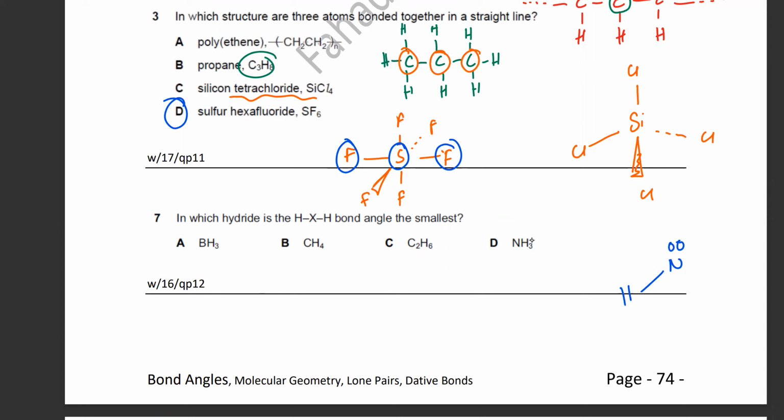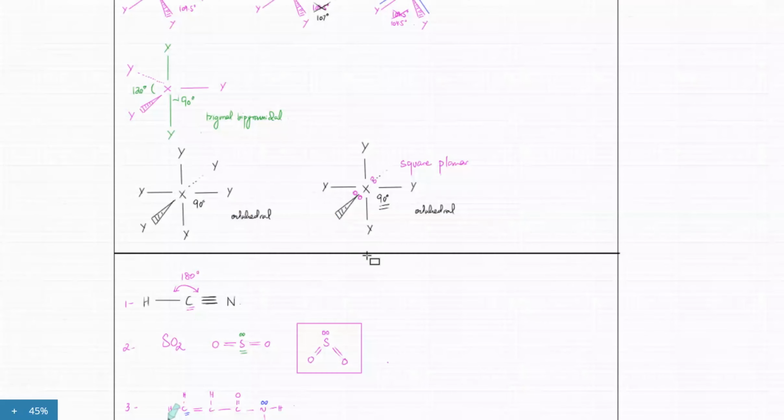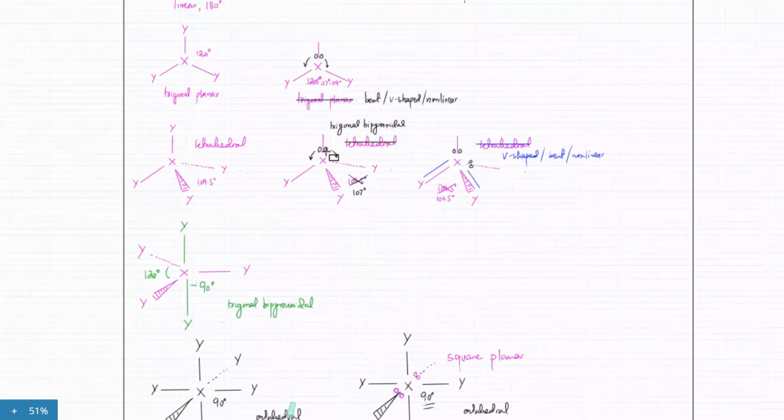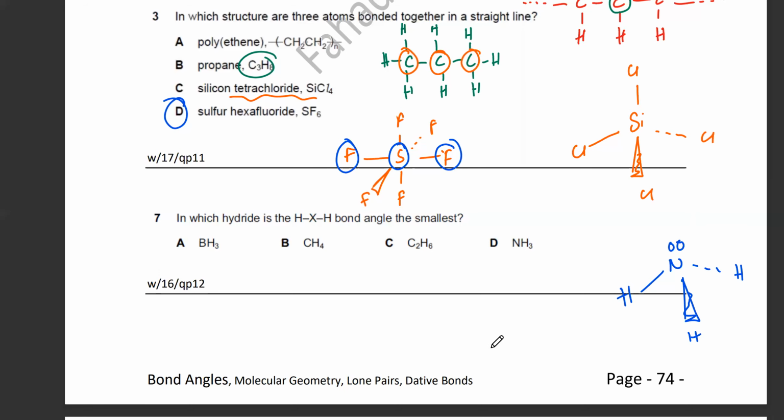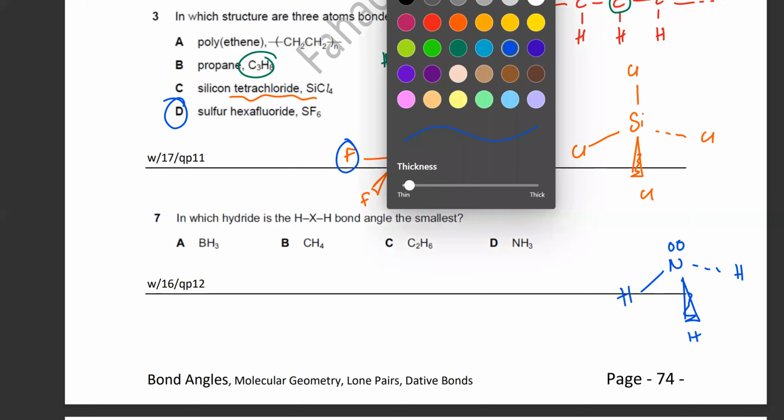So it's going to be pyramidal. There would be 3 bonds, and there's going to be a lone pair sitting at the top. One lone pair and 3 bonds. And the angle would be 107 degrees. That would be the angle that you'll have.